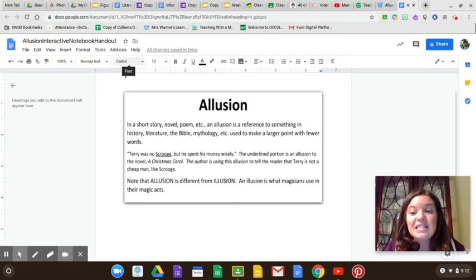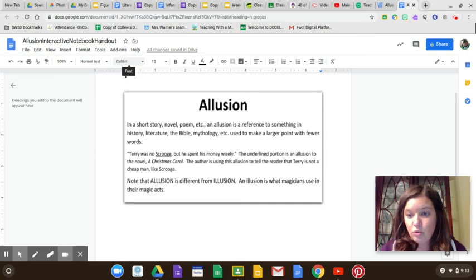Note, an allusion is different from an illusion. An illusion is what magicians use in their magic acts. It's like a magic fancy trick. An allusion is when you're referring to something that everybody knows about. It's usually a popular movie, a popular book, an event in history, something like that. I do remember we talked about and did a few activities, especially when we were reading that particular novel. So we're just going to go back to a little practice on that.